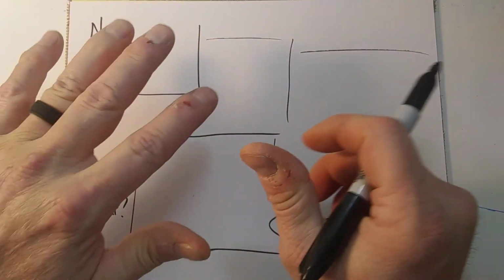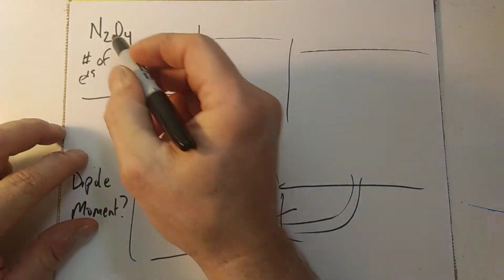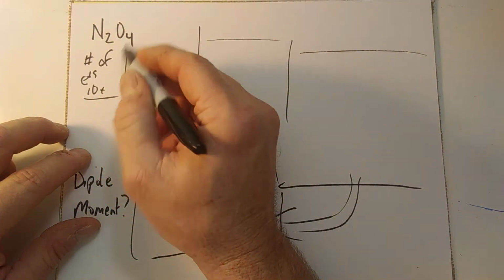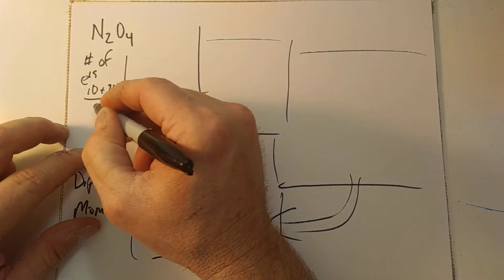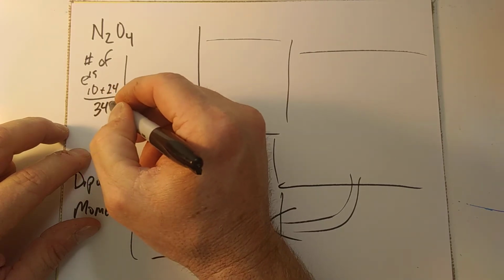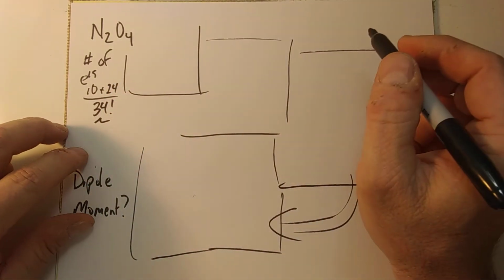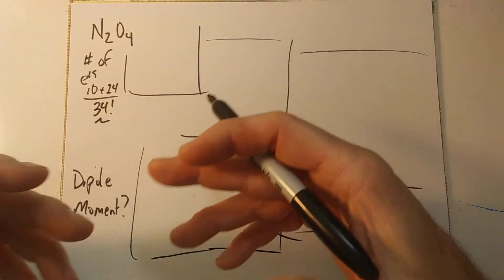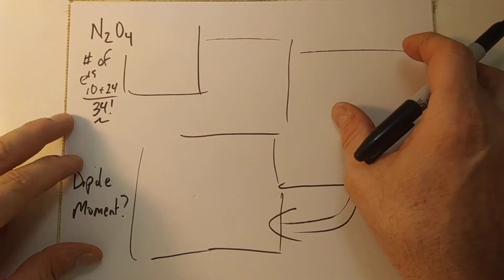And oxygen has 6. So what we can do is say 2 times 5 is 10, and 4 times 6 is 24. So we have 34 electrons that have to make it into this structure because they're on the outside. They're used for bonding, or they're going to be left as dots.